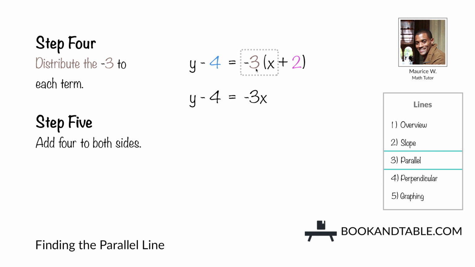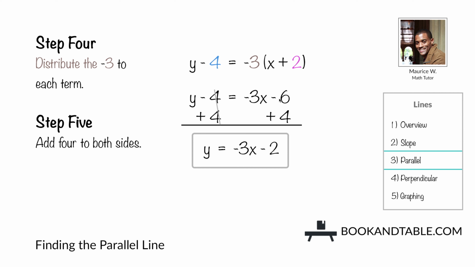So step 4, distribute the -3 to each term, our x and +2. -3 times x is -3x. -3 times 2 is -6. So now we are left with y minus 4 is equal to -3x minus 6. So step 5, add 4 to both sides so that we can negate this -4. -6 plus 4 is -2. So the equation of the line that we were looking for is y is equal to -3x minus 2.